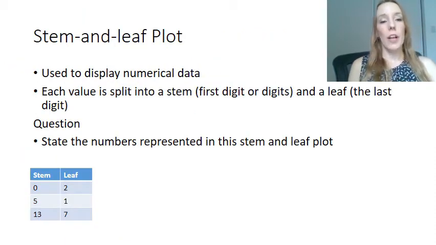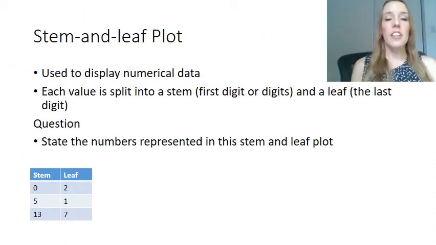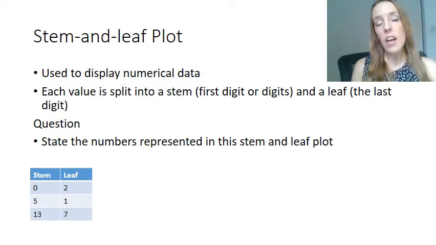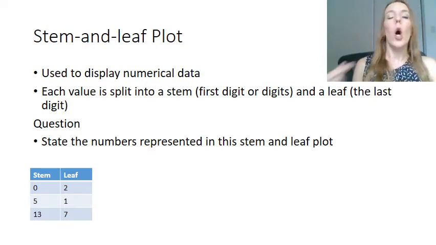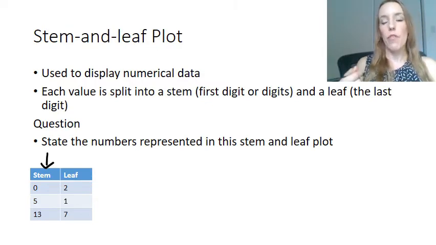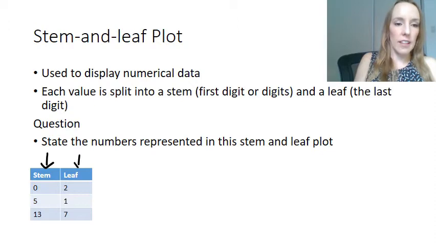Okay, so stem and leaf plots. So stem and leaf plots are the next type of data we're going to look at, and they're used to display numerical data only. So we can't really show categories using these like we could with our other data types. It's only numerical data here. So each value is split into a stem. So for instance, this would be our stem, and our stem is the first digit or the first digits, depending on how long our numbers are, and the leaf, which is the last digit.